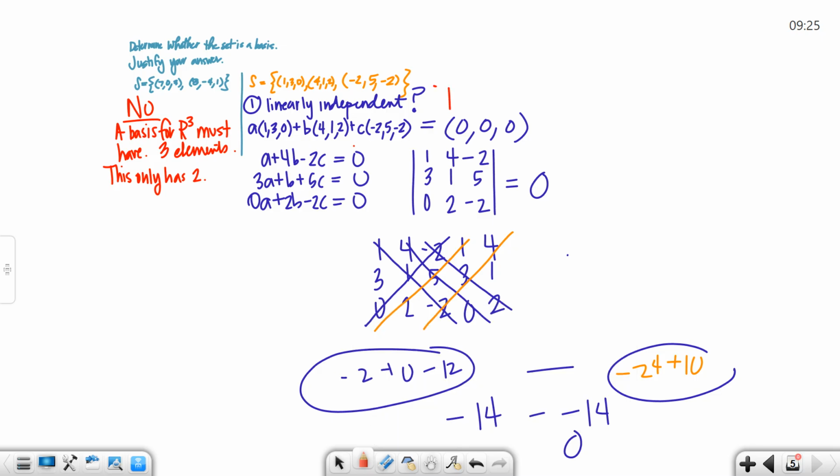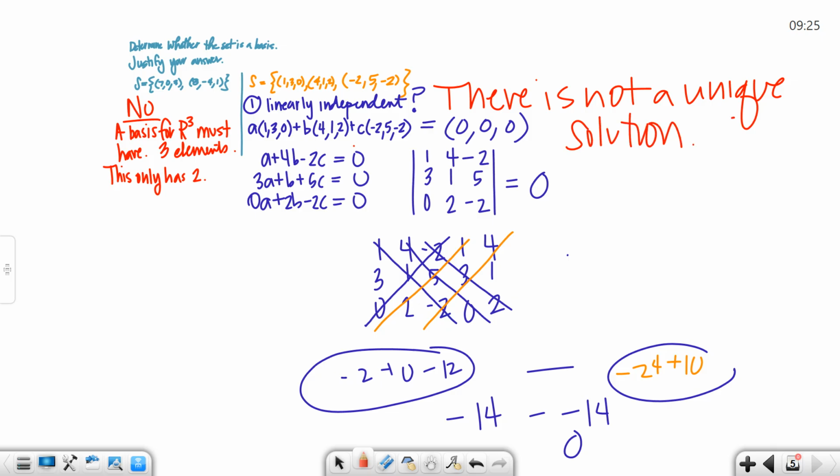So that means there is not a unique solution. There is a solution. It's infinitely many. There is not a unique solution. So it is dependent.